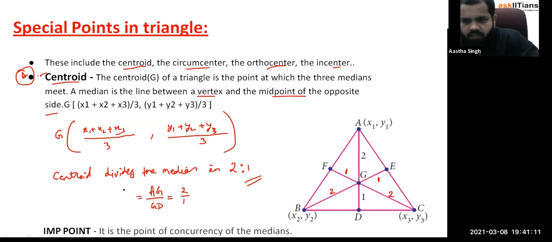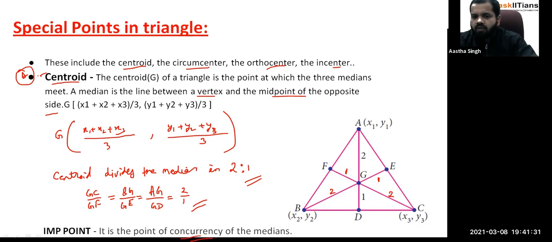Also BG to GE, also CG to G-F, all will be 2:1. Your centroid divides the median in the ratio 2:1. It is the point of concurrency of the medians, right?